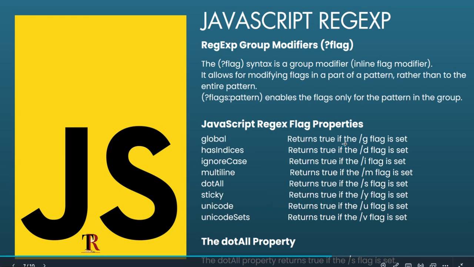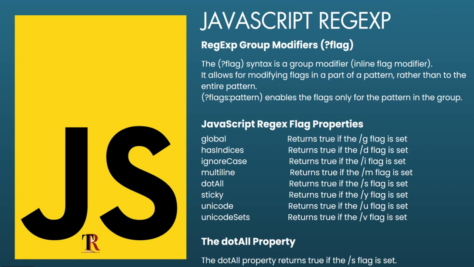Now let's talk about the RegEx flag properties. Now the global property returns true if the /g flag is set. Then hasIndices returns true if the /d flag is set. Now ignoreCase returns true if the /i flag is set. The multiline returns true if the /m flag is set. dotAll returns true if the /s flag is set. Sticky returns true if the /y flag is set. Unicode returns true if the /u flag is set. And unicodeSets returns true if the /v flag is set.